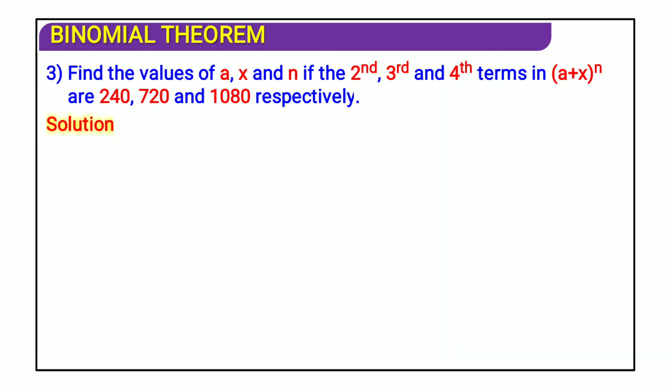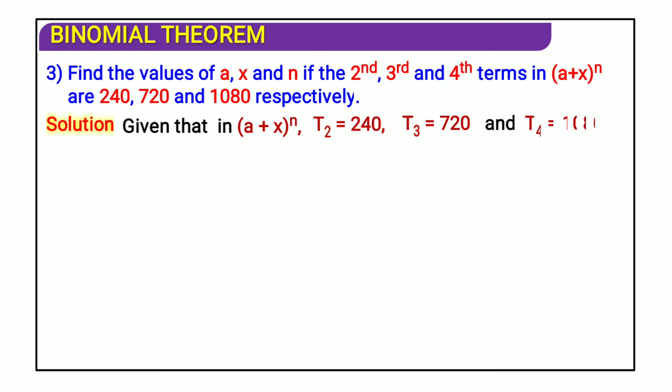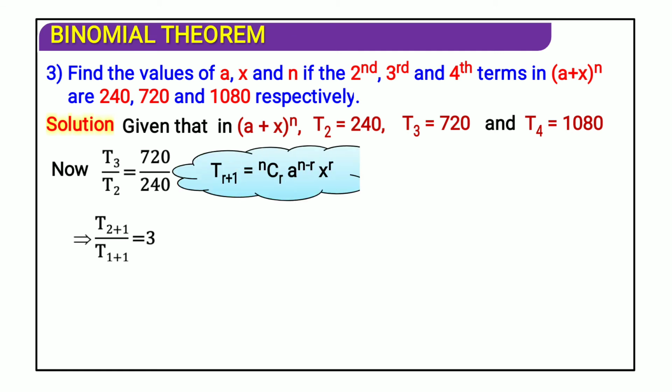Okay, so it is quite easy to solve. First of all, the given expansion: T2 equals 240, T3 equals 720 and T4 equals 1080. Now what we can do is T2 upon T3, or T3 upon T2. The general formula of T(r+1) is nCr x to the power n minus r a to the power r, or vice versa. You can replace a by x as well. It's your wish. So use this particular formula.